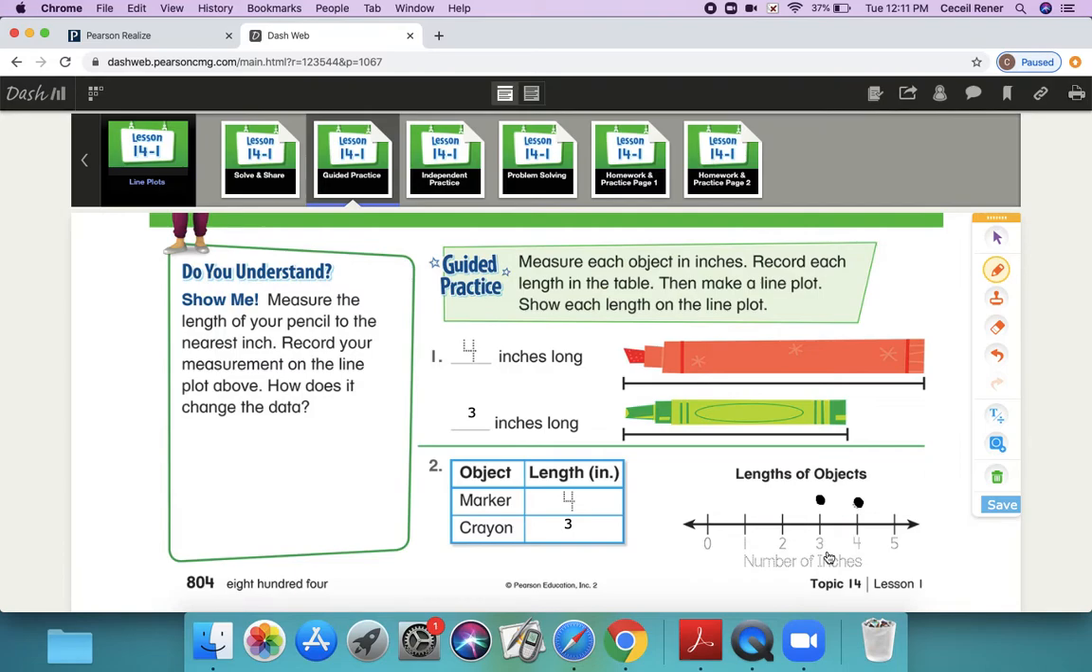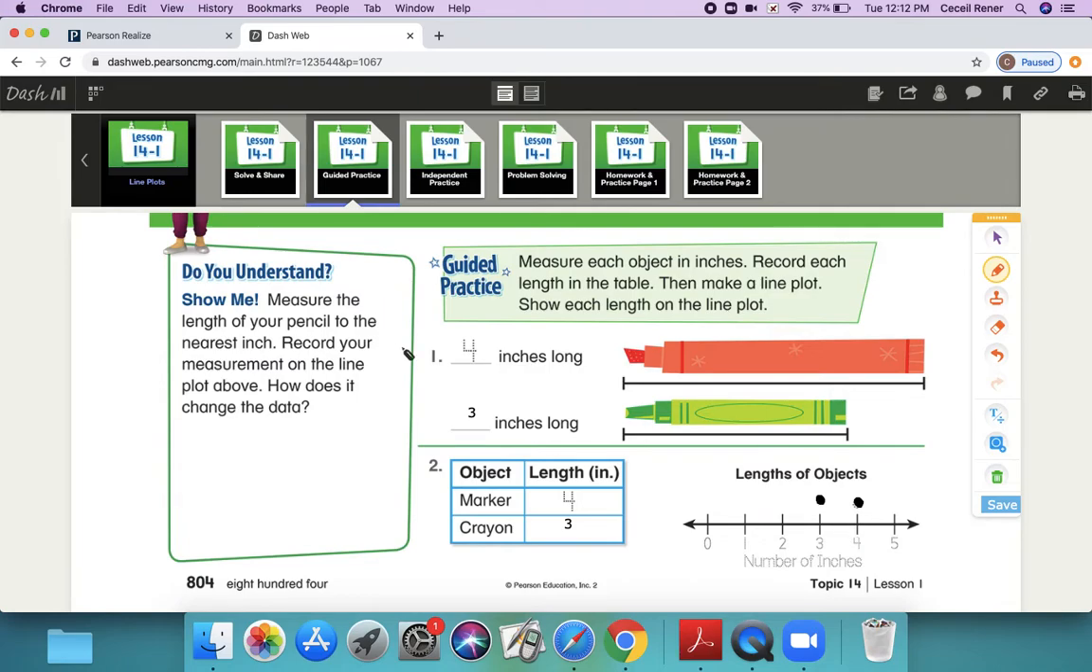Why do you think it's helpful to use a line plot to display data? It's so easy to see, to compare data, isn't it? We can easily see which object is longer, which object is shorter. I can easily see that the marker is longer than the crayon, that the crayon is shorter than the marker.